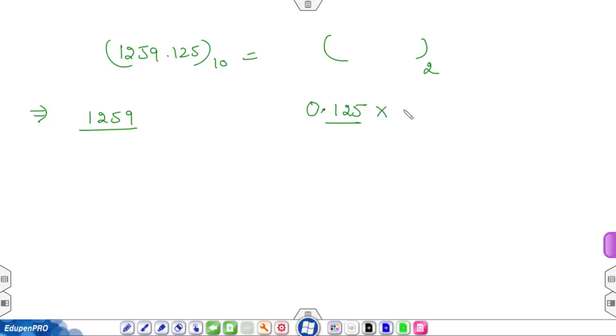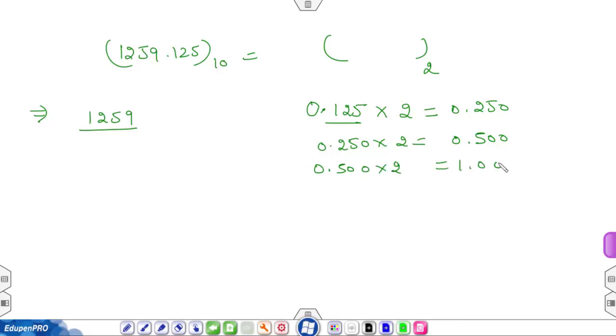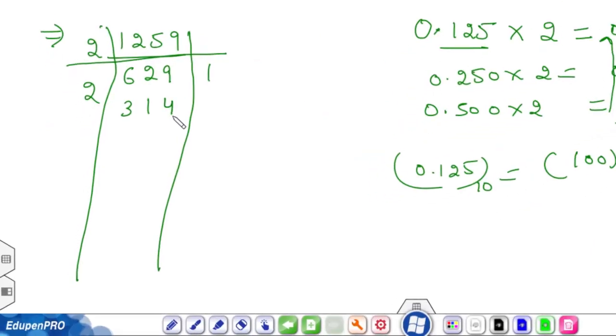So keep on multiplying to convert this decimal number into a binary number. Keep on multiplying this number by 2 until the value is a whole number. Now here the value will be 0.250. After that, again multiply it by 2 and the value will be 0.500. After that, again multiply 0.500 by 2. The number will be 1.00. So here the number is a whole number, so stop converting it into binary. The number is converted into binary here.